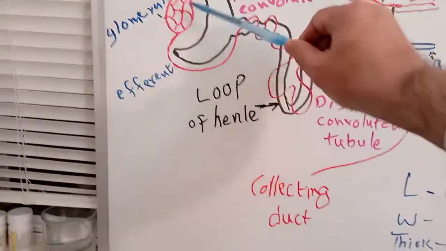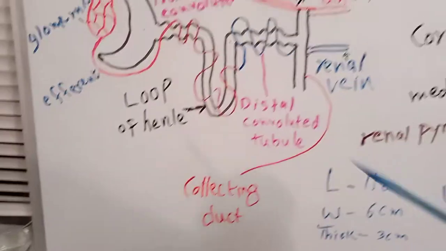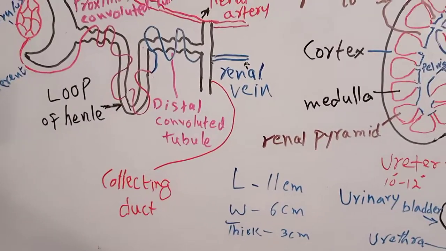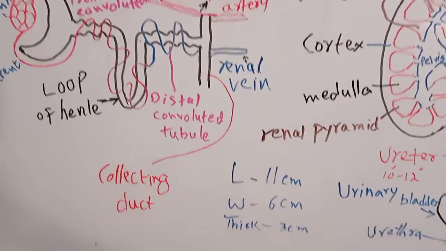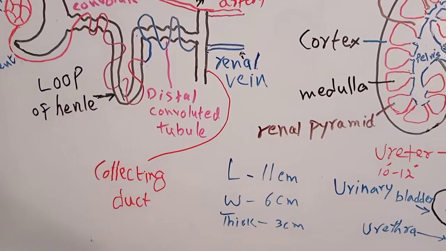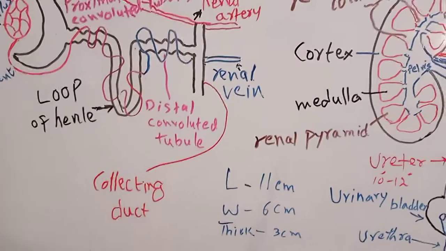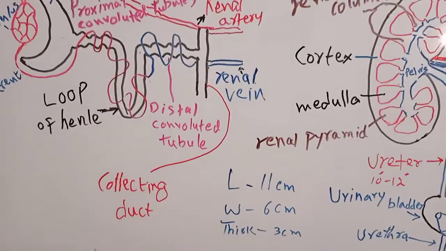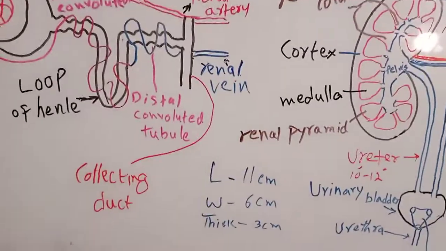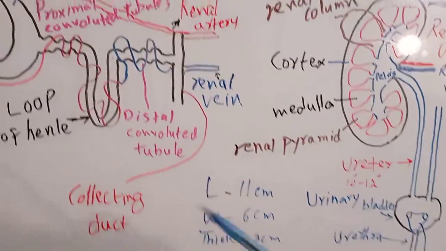This is glomerulus and this is Bowman's capsule. So glomerulus is enclosed by Bowman's capsule. A larger afferent arteriole carries blood to the glomerulus. It brings the blood to the glomerulus, and a smaller efferent arteriole takes its blood away from the glomerulus.